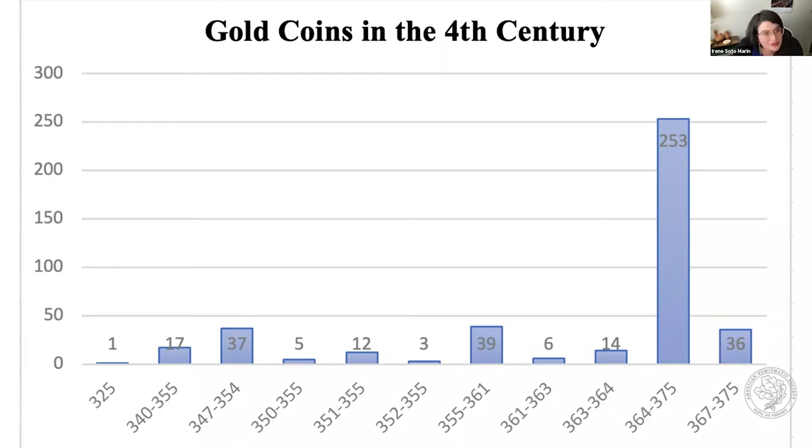Of these, one was minted in 325, and it had a question mark in its publication. 17 were minted between 340 and 355. 37 were minted between 347 and 354. 5 between 350 and 355. 12 between 351 and 355. 3 between 352 and 355, and so on and so forth. And then we see a spike up in the period of 364 to 375, where more than half of the coins come from this series.